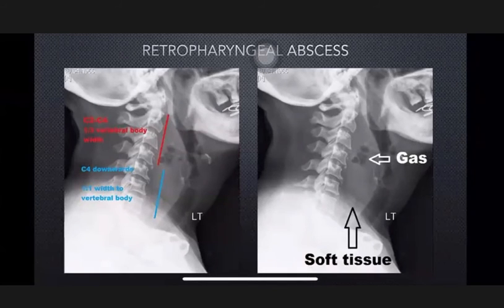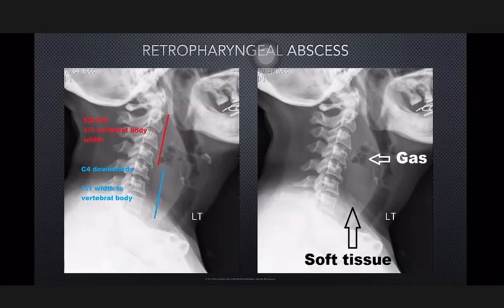So, as you can see, this is the normal width of the prevertebral soft tissue at the various cervical levels. From C2 to C4, the prevertebral soft tissue should be only one third of the vertebral body width, and C4 downwards should be one. The ratio is 1:1 width to the vertebral body. The lateral radiograph of a retropharyngeal abscess demonstrates soft tissue swelling posterior to the pharynx with a widening of the prevertebral soft tissue.